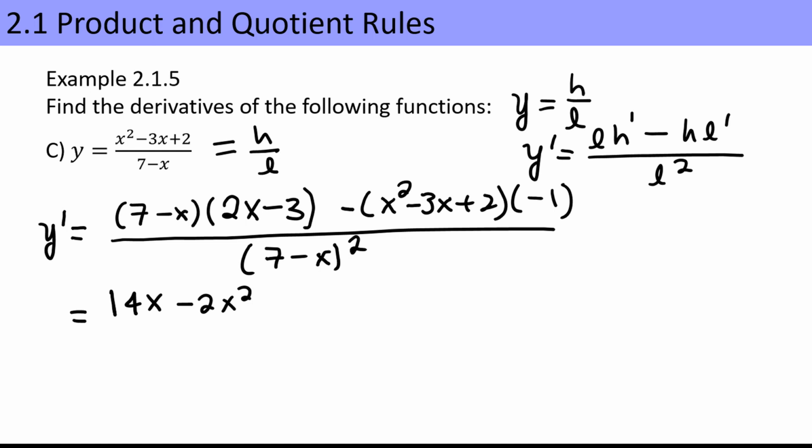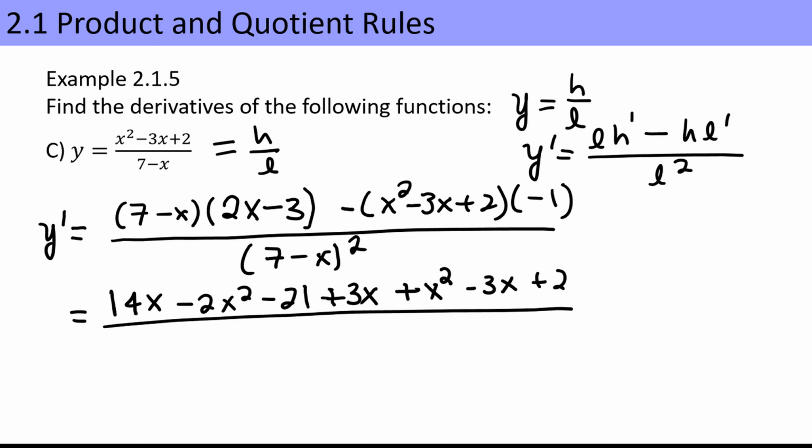Outside terms, I have minus 3 times 7, so minus 21. And the last terms would be negative x, negative 3, so that would be positive 3x. And then we get to distribute the negative twice because of the minus and the negative 1. They cancel each other out. So we will still have, negative and negative, that'll be plus x squared minus 3x plus 2. All of that divided by 7 minus x squared.